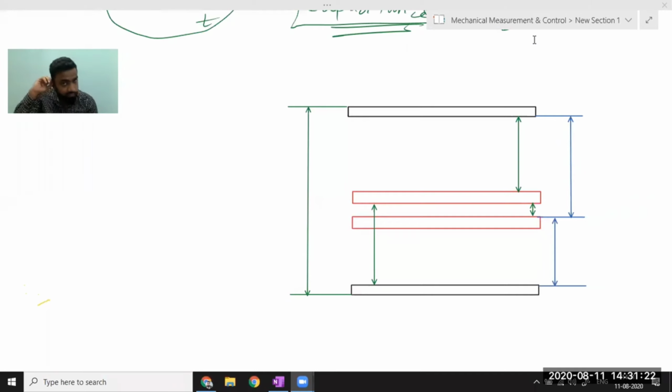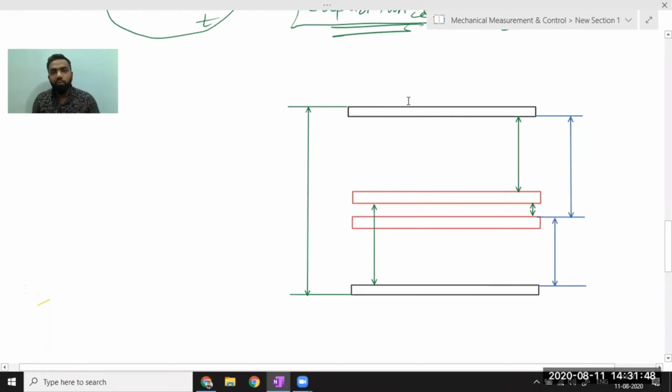Parallel type, right? And cylindrical type. Those are the types. What are the two ways in which you can change the capacitance? You can either change the distance between the plates, or you can change the effective area between the plates. Now this is very important. This was all about introduction.